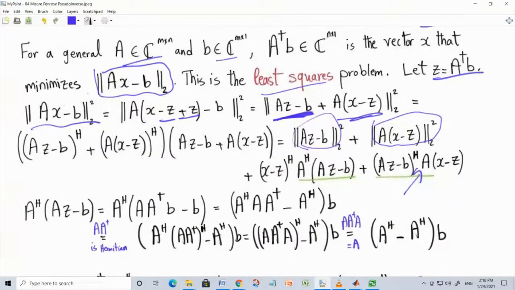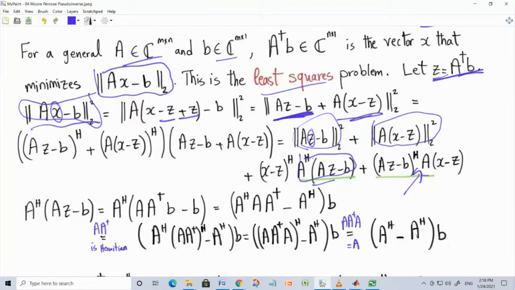Okay, so again, this means that this quantity here is exactly equal to this quantity here. So what is the difference? Here we have a general vector X. Here we have X replaced by Z, and that is the pseudo inverse of A multiplied by B. And here we have this vector, and then we have those cross terms. So let's now show that basically the cross terms are 0.